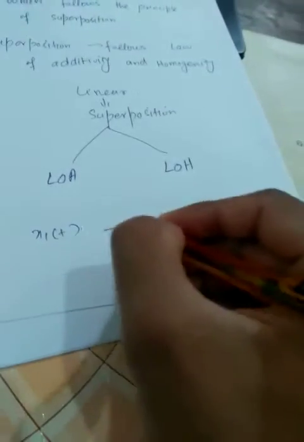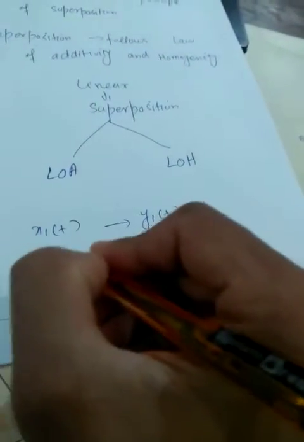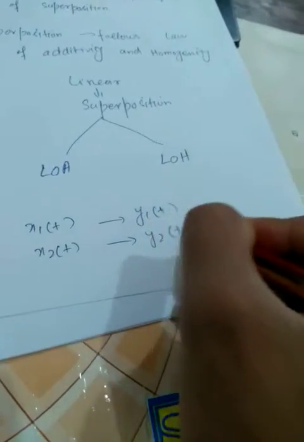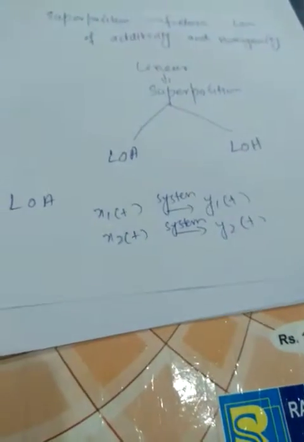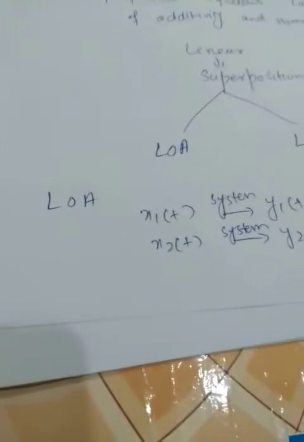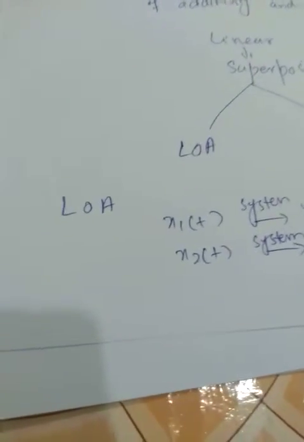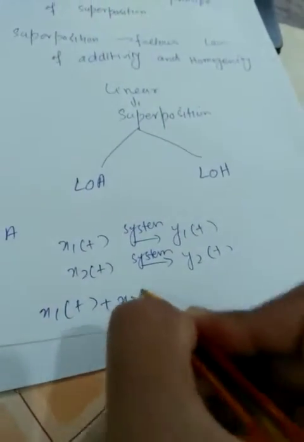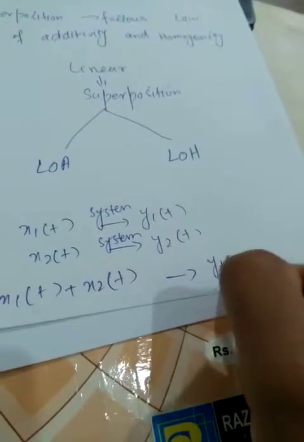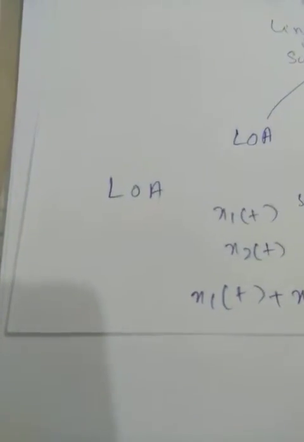The law of additivity is that if we have one input x1(t) and one output y1(t), then we have another input x2(t) and output y2(t). This is our system. When we have one input and pass it through the system, it gives us the output. Then when we have another input and pass it through the system, it gives us another output. Then adding the outputs gives us y1(t) plus y2(t). And after passing these inputs through the system, we get only these two values.